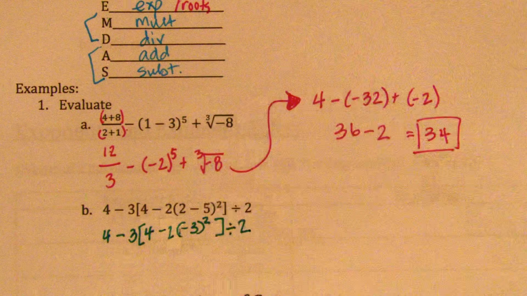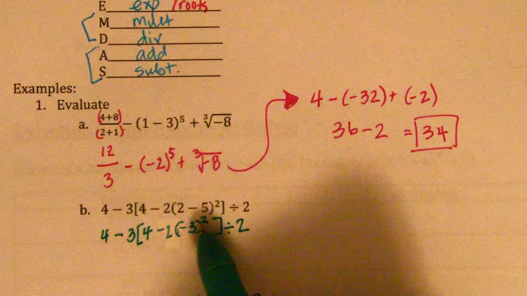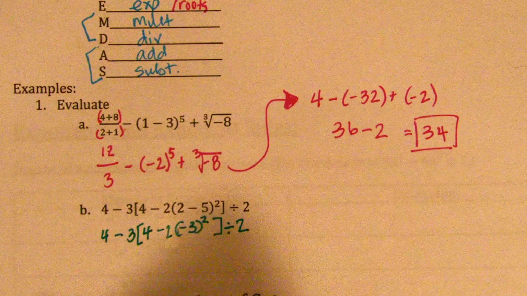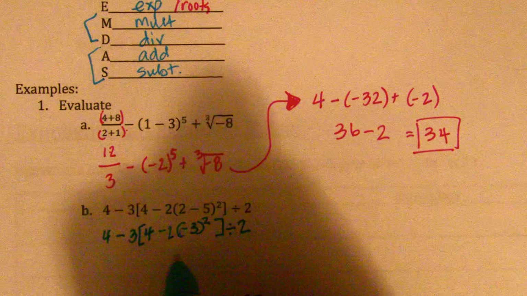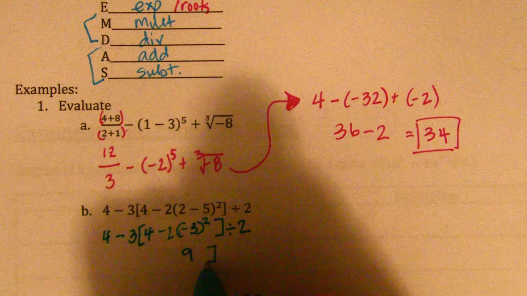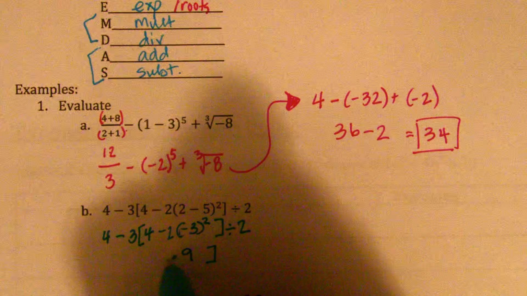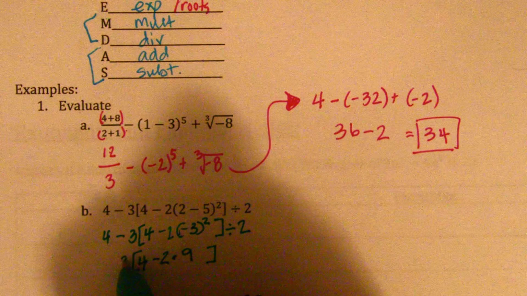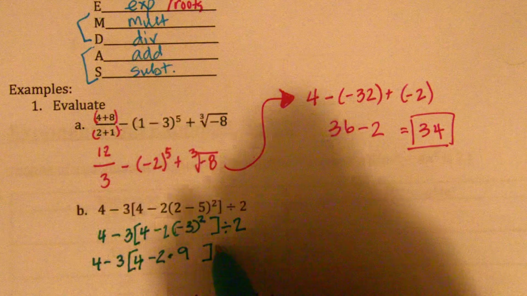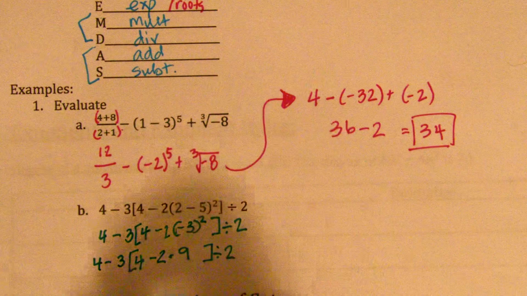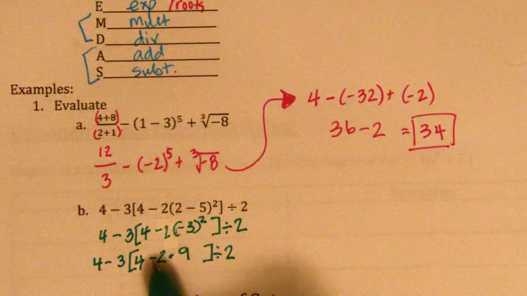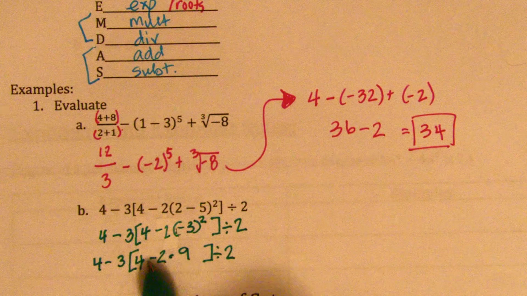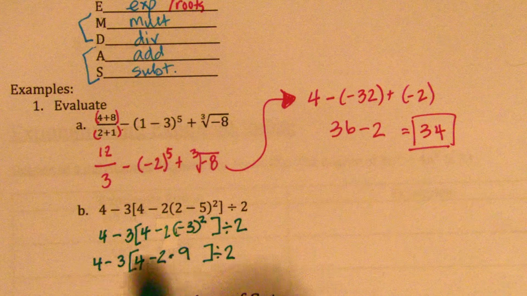Negative 3, there's nothing inside the parentheses, but I do need to apply that exponent before I multiply here. So negative 3 squared is 9 times negative 2. And again, just bringing the rest of this down because I can't do anything about anything outside of these brackets yet. 4 minus 2 times 9. Well, the multiplication needs to happen before this subtraction. Multiplication is before subtraction. So 2 times 9 is 18.